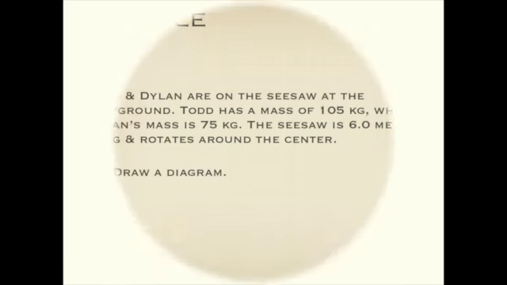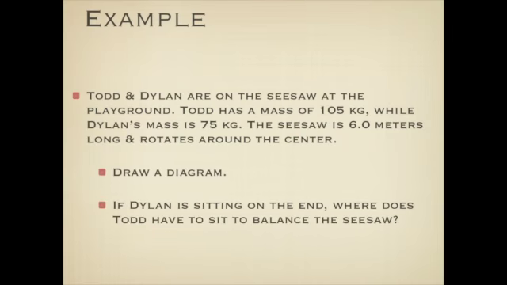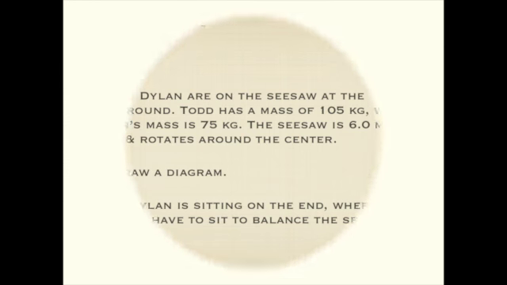Let's see what's next. Alright, Dylan is sitting on the end. Where does Todd have to sit to balance the seesaw? Remember what I said before. When it's in equilibrium, the torques must be balanced. So the torque provided by Dylan has to equal the torque provided by Todd. And recall that torque is equal to R times F. So I'm going to substitute R times F into this equation on each side. R for Dylan times F for Dylan is equal to R for Todd times F for Todd.